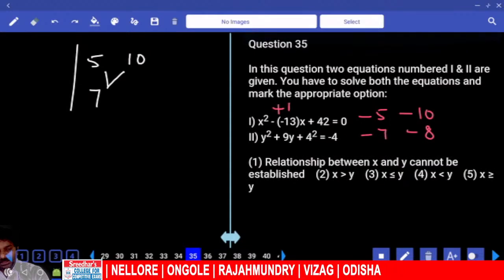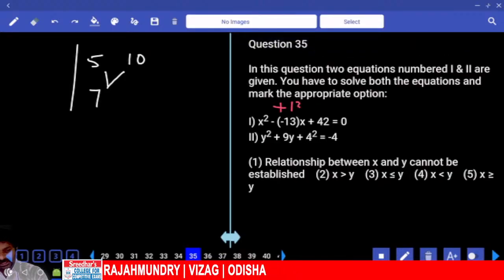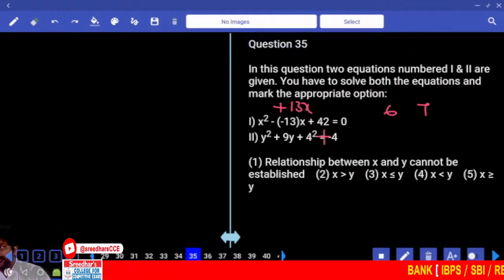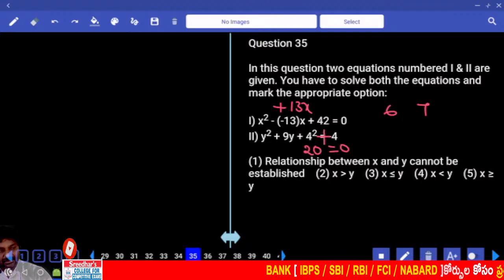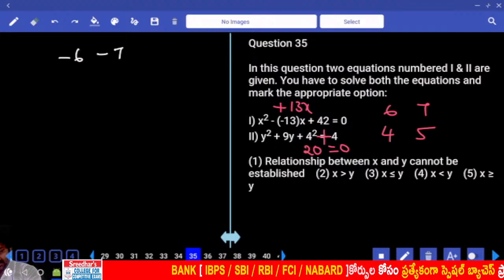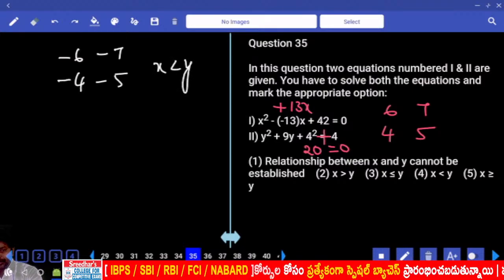X square plus 13x. This is plus 13x. Correct? 6 comma 7. Minus 4 comes to the left hand side, becomes plus 4. X square plus 4, that is 20. Product is 20, sum plus 9. 4 comma 5. Factors minus 6, minus 7, minus 4, minus 5. X is less than y.